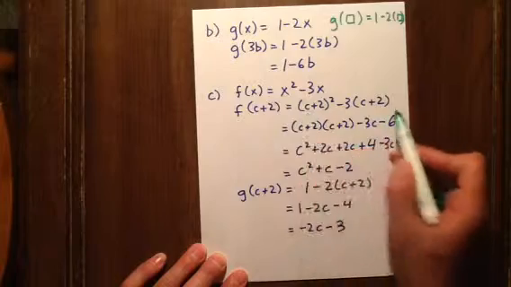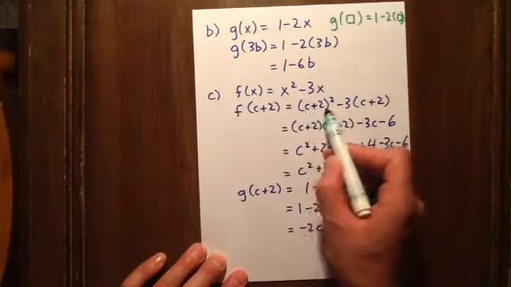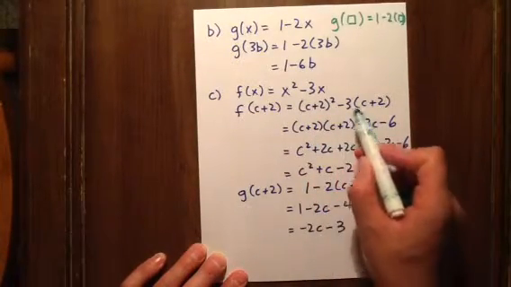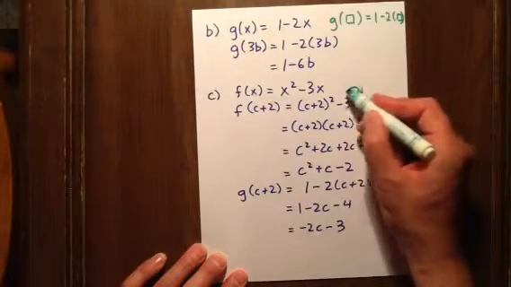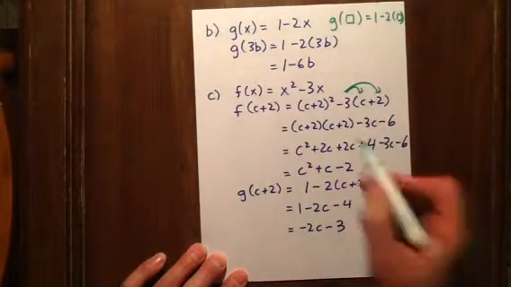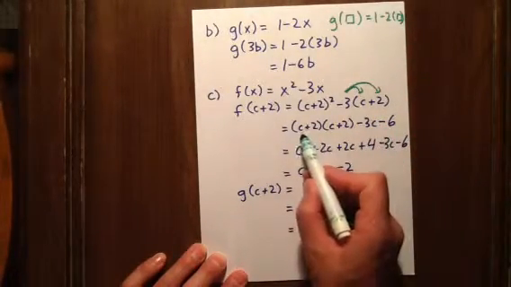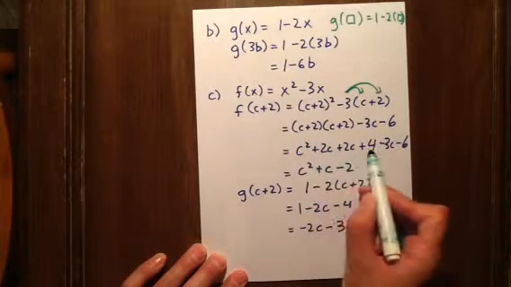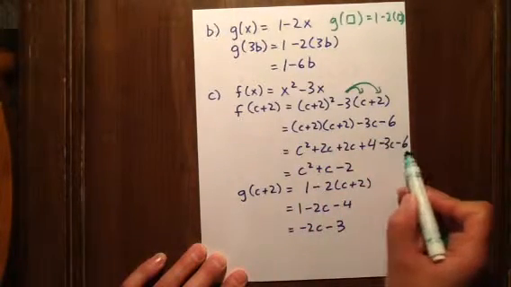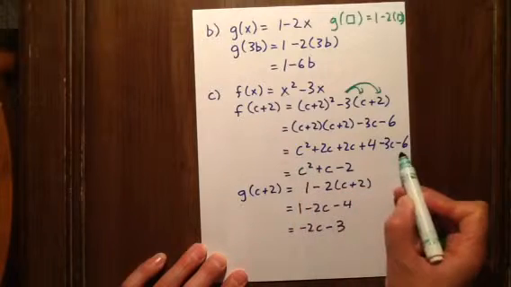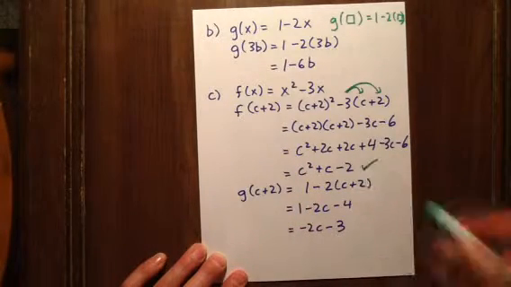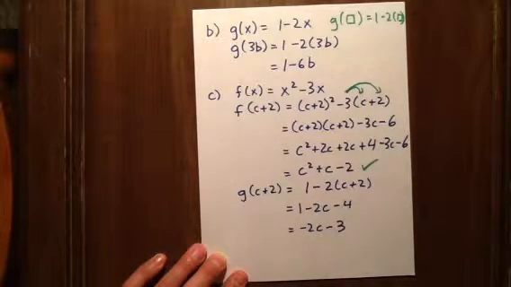Now all we do is distribute and collect. c plus 2 times c plus 2 minus 3c minus 6, like that. We expand this here, and we keep that like it was, and we collect like terms, and we get c squared plus c minus 2. So f at c plus 2 equals c squared plus c minus 2.